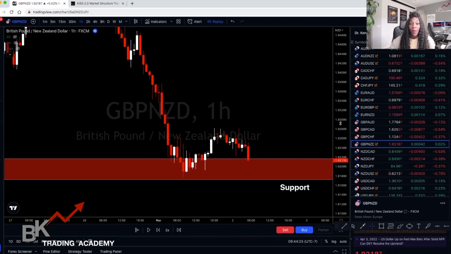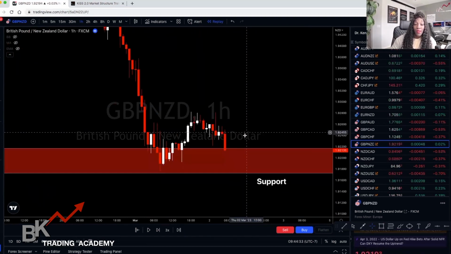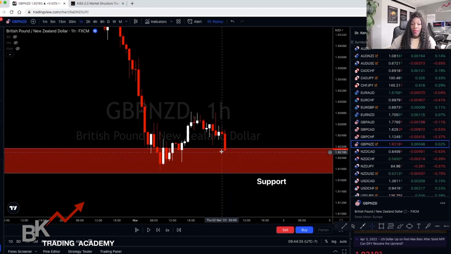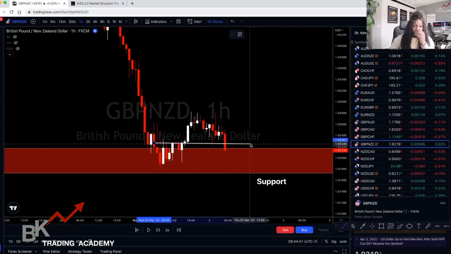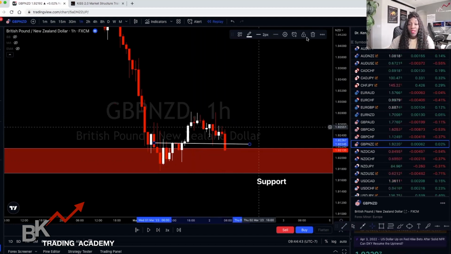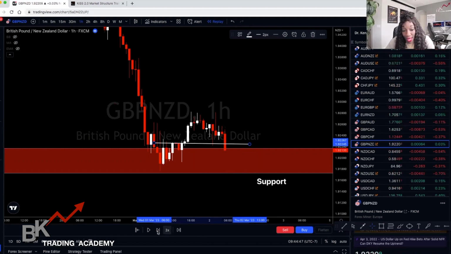So I love double bottoms, double tops. And what you can see right here is that earlier today, this is what the market was doing. So I thought that this support would possibly hold right within here, and we started pushing below it. So now let's go ahead and play and see exactly what happened.